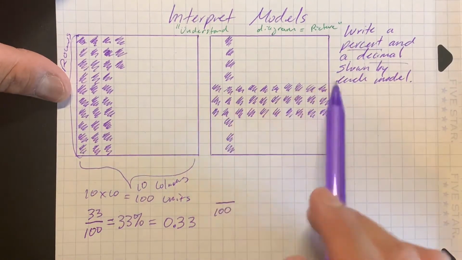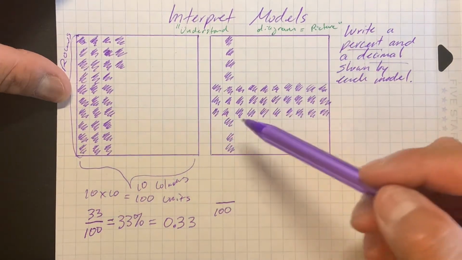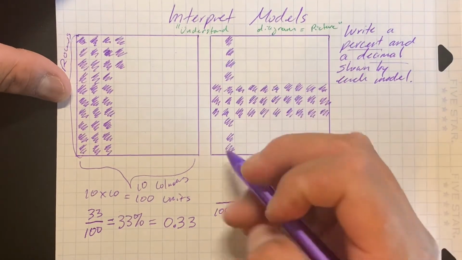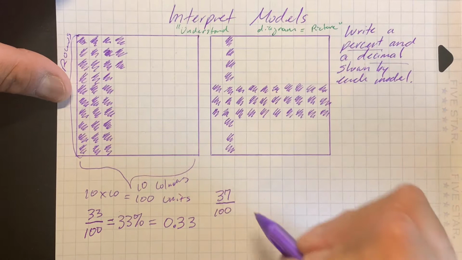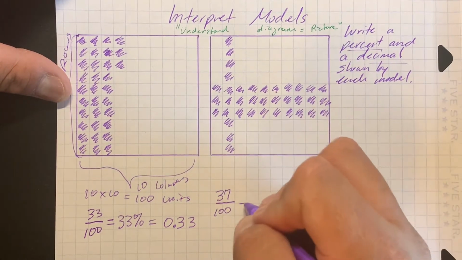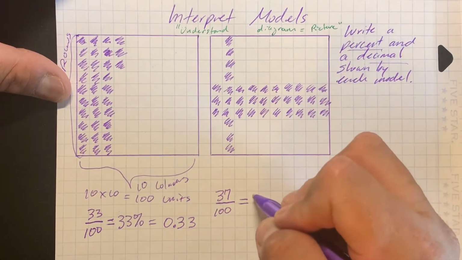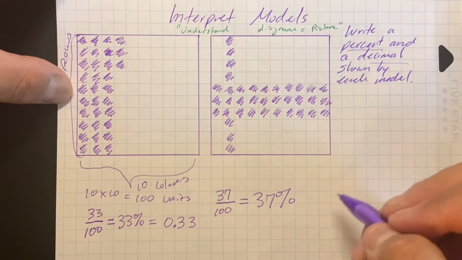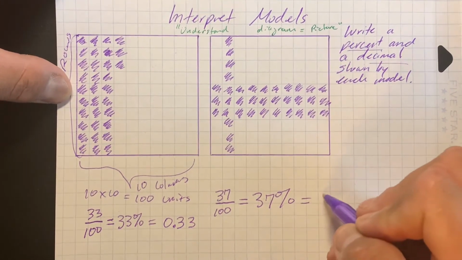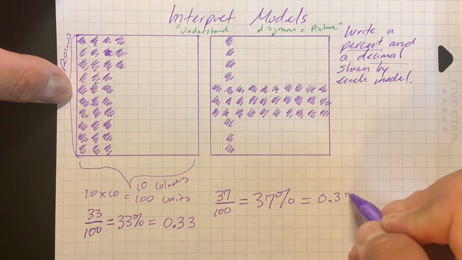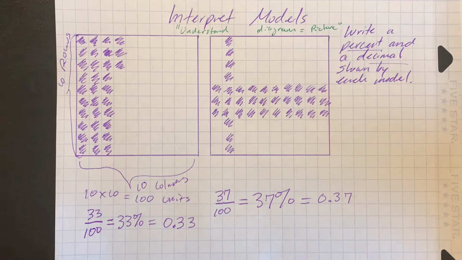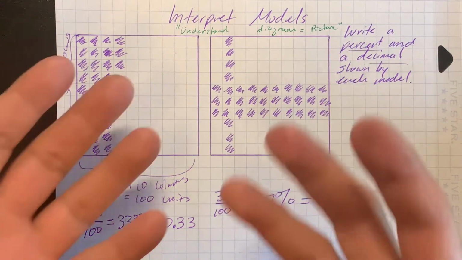So 10, 20, 30, 31, 32, 33, 34, 35, 36, 37. 37 per 100, 37 out of 100, and as a percentage, it's going to be 37%. Okay, 37%. And as a decimal, it's going to be 37 hundredths. Okay. All right, there you go. And that's how we interpret models, how we understand pictures, and then bring information out.